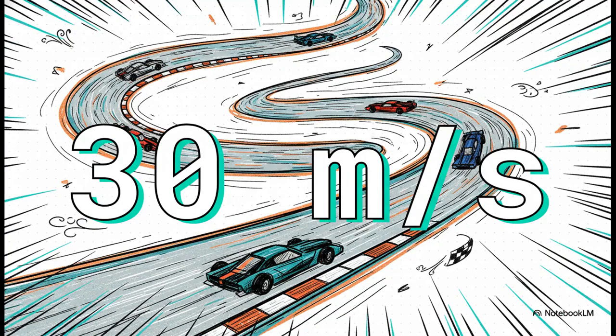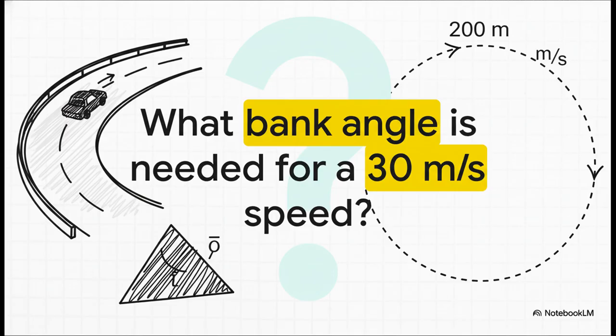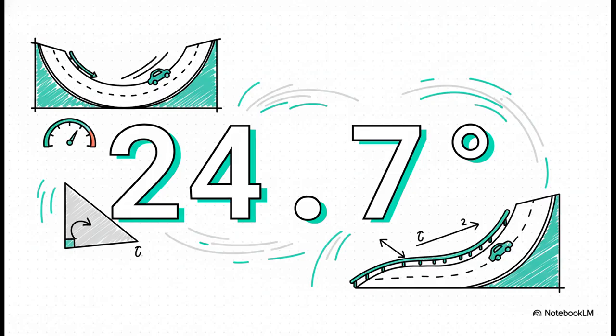On a racetrack, it's a totally different game. It's all about speed. So let's say the target speed for a specific turn is now 30 meters per second, which is about 67 miles per hour. So now the problem is flipped on its head. If we keep the same 200-meter radius turn, but we need cars to safely hit it at a much higher speed, how steep does that bank angle need to be? Well, we use the exact same formula, but this time we solve for theta. We plug in our new, faster speed, and the math tells us we need a bank angle of almost 25 degrees. That's a whole lot steeper than the 15 degrees we had on our highway ramp.